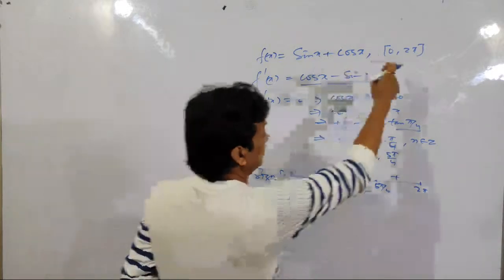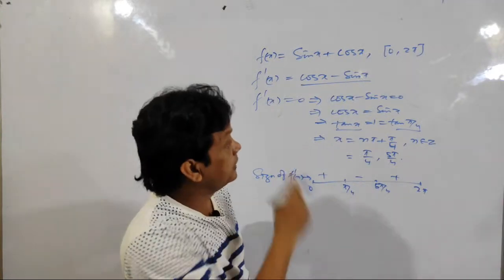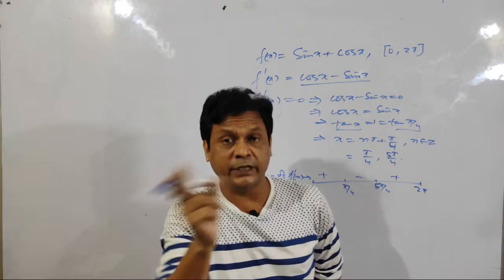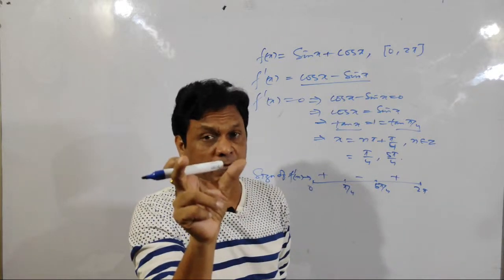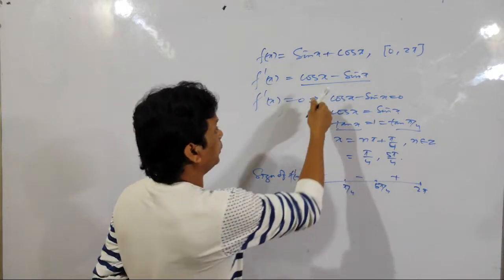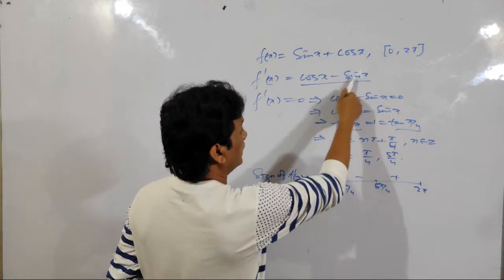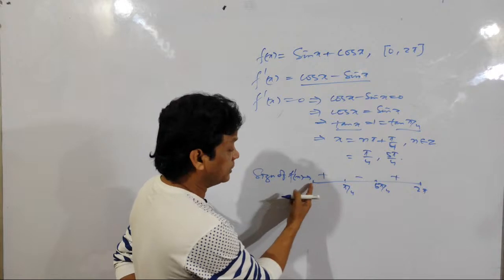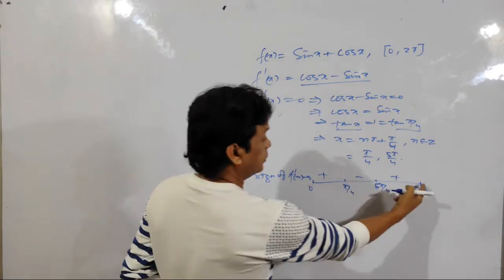Now the question is whether at 0 and 2 pi it is increasing or decreasing. Because it is given, you should consider from 0 to 2 pi, both the values included, not just in between 0 and 2 pi. Clear? So put x is equal to 0. Sin 0 is 0, cos 0 is 1, so positive. That means at 0 also it is positive. And put x is equal to 2 pi.